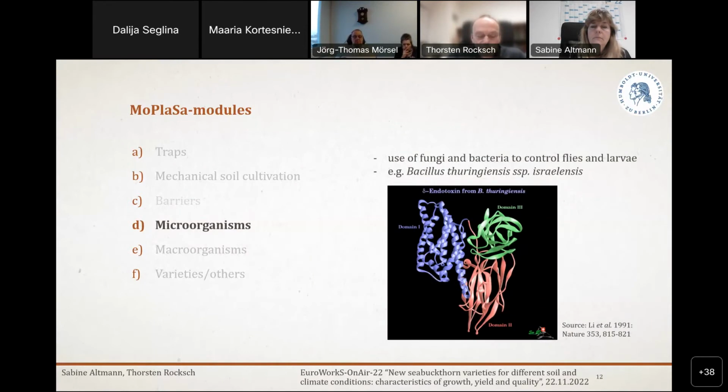Then the microorganisms module will clarify whether flies or larvae can be damaged by the use of fungi or bacteria. For example, there are already some preparations based on Bacillus subtilis that are very effective against other pests.